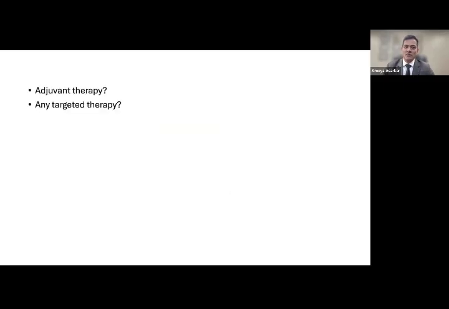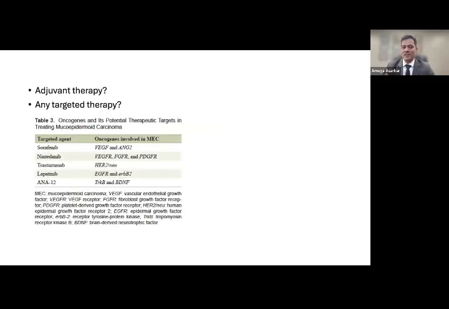So what would be the next steps? Any role of any targeted therapy, Dr. Sajisevi, or would you just recommend radiation?